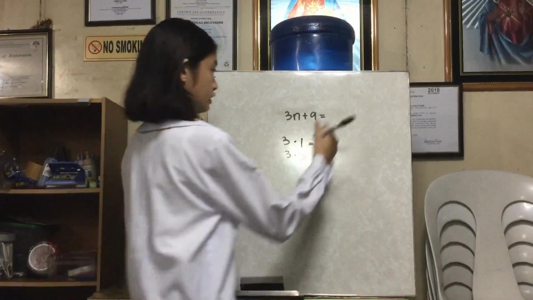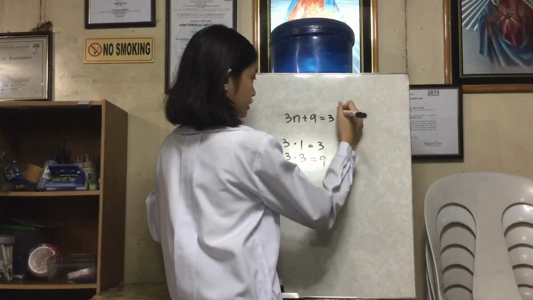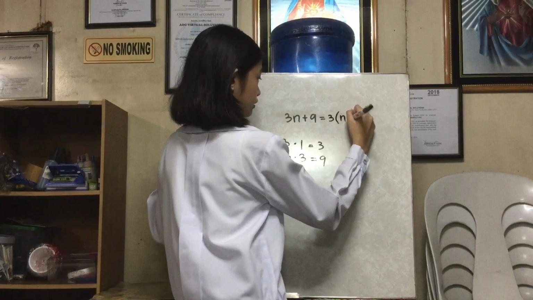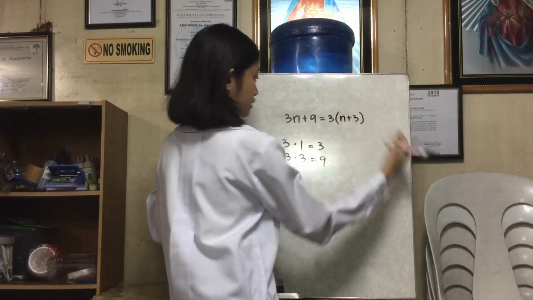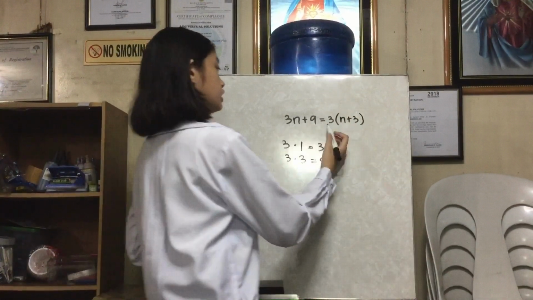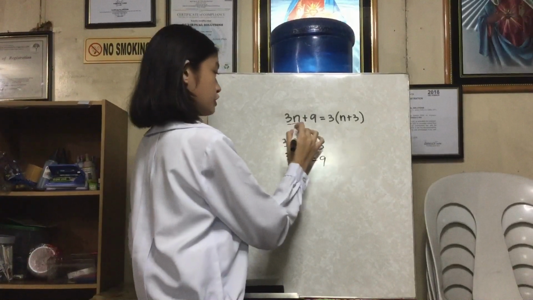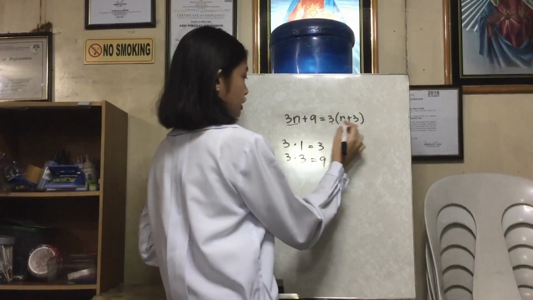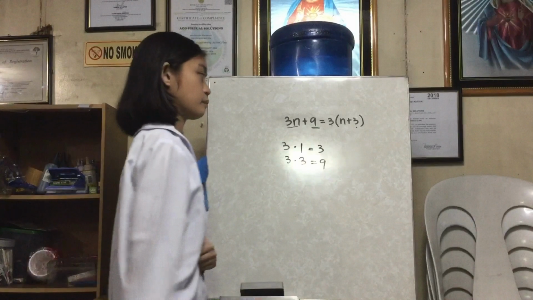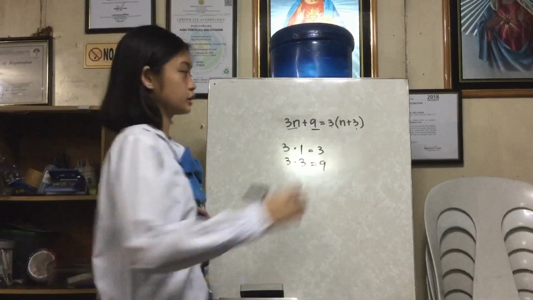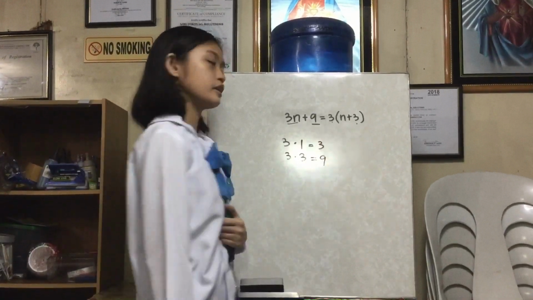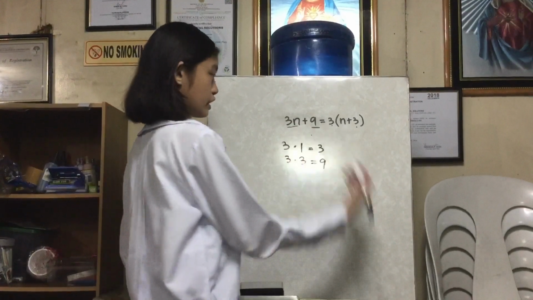So first write 3, then open parenthesis, then n plus 3, then close parenthesis, because 3 times n is 3n, which is the first term given. Then 3 times 3 is 9, which is the second term given. So it means that 3 times n plus 3 is the factor of 3n plus 9.